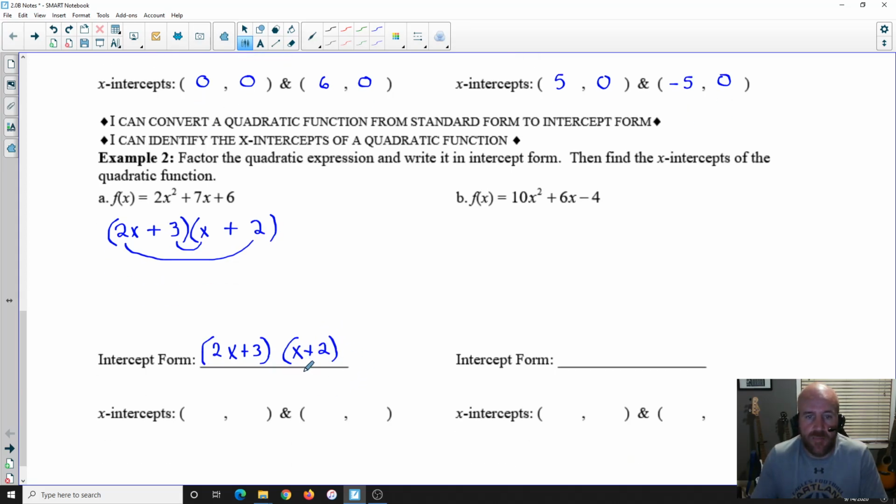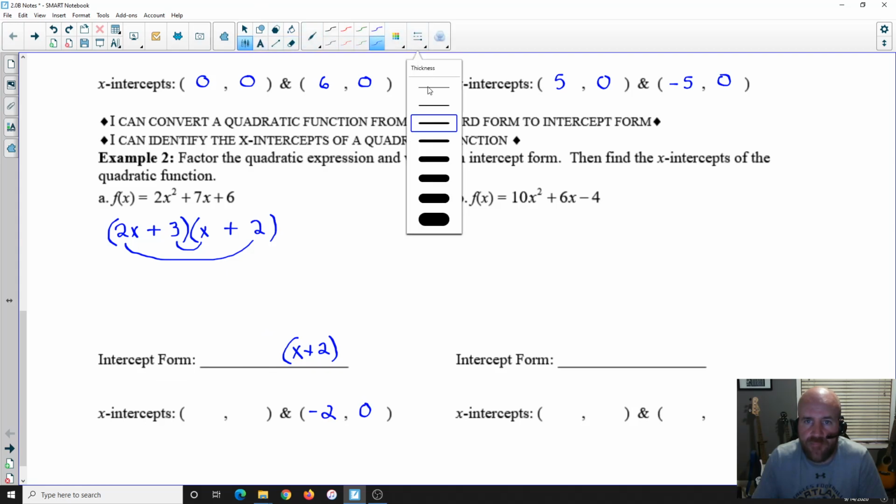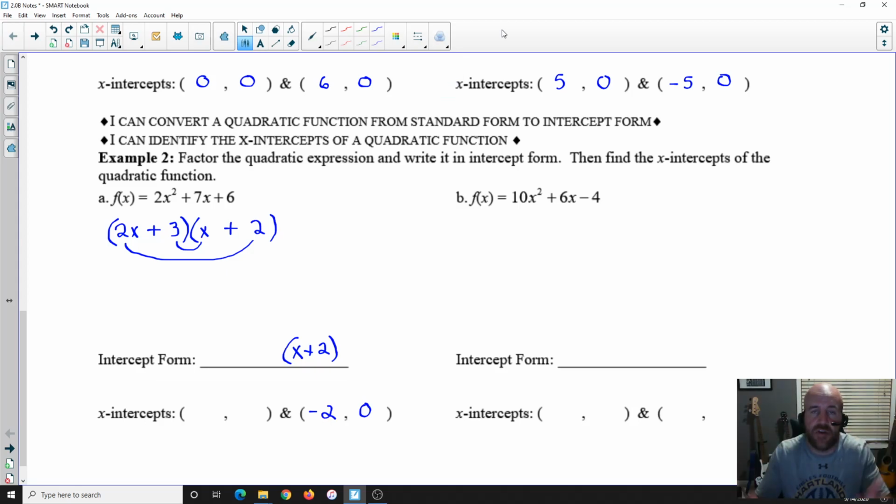All right. So let's talk about this one first. So this x plus 2 is really an x minus a negative 2. So we have an intercept of negative 2, 0. And then this one, so the formatting is a little off. So what we have to think about is how do we want to rewrite this intercept form. So let's get rid of this. We want it to be in the same format. So x minus a number.